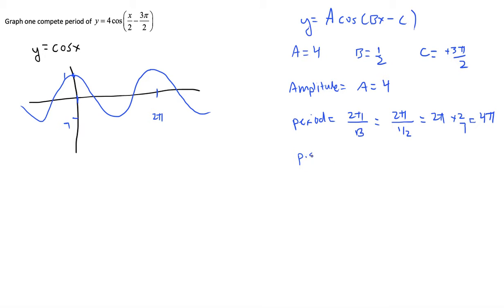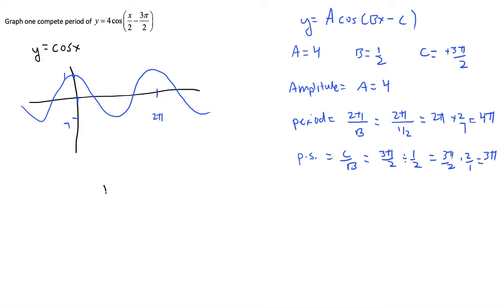Lastly, the phase shift is c over b. So we get 3 pi over 2 divided by 1/2. Once again, we never divide by fractions. We always multiply by the reciprocal. So 3 pi over 2 times 2 over 1 gives us 3 pi. That's going to be the phase shift, and it's going to be to the right because it's positive.